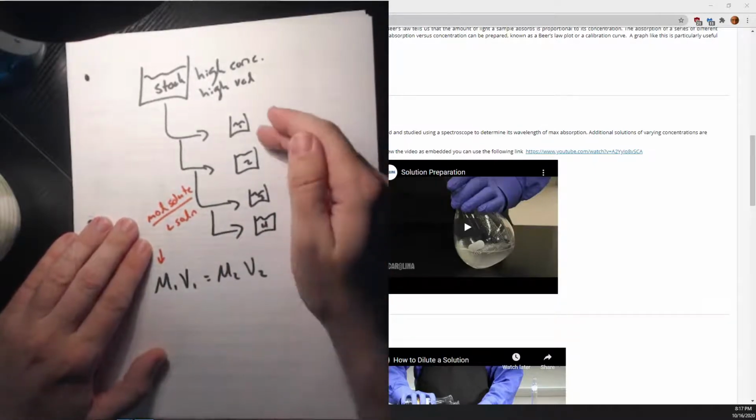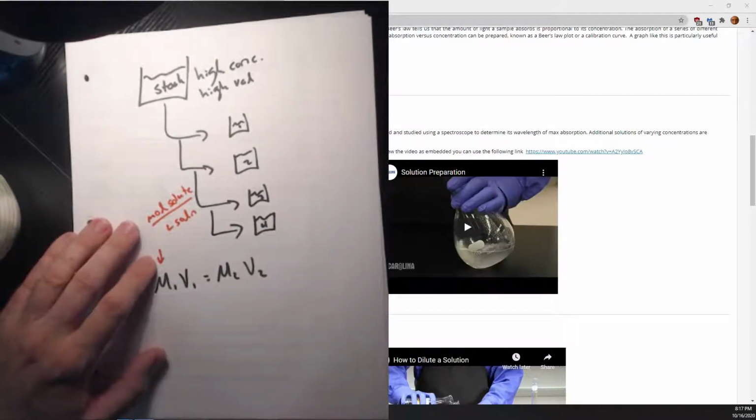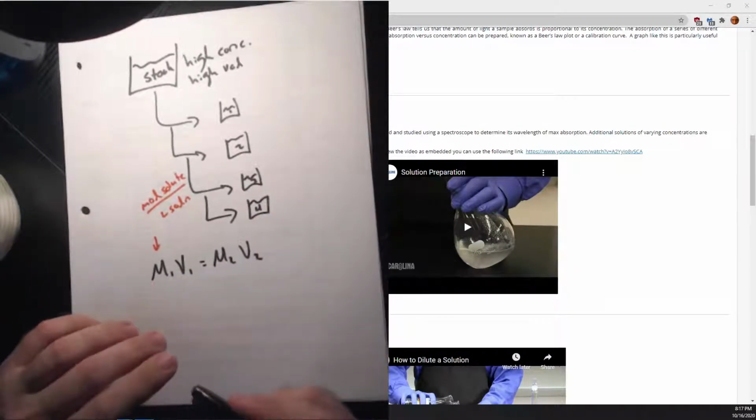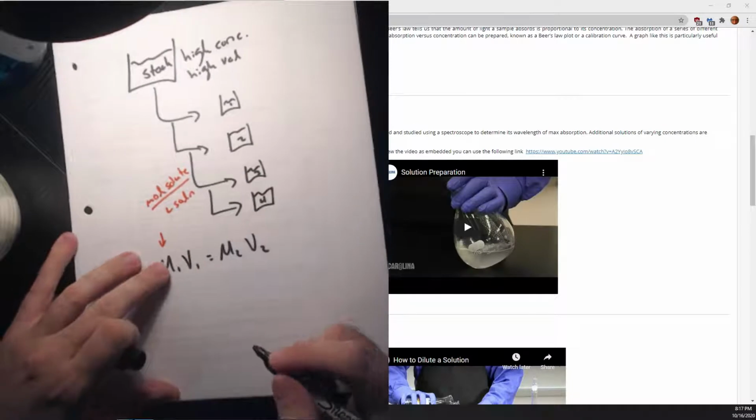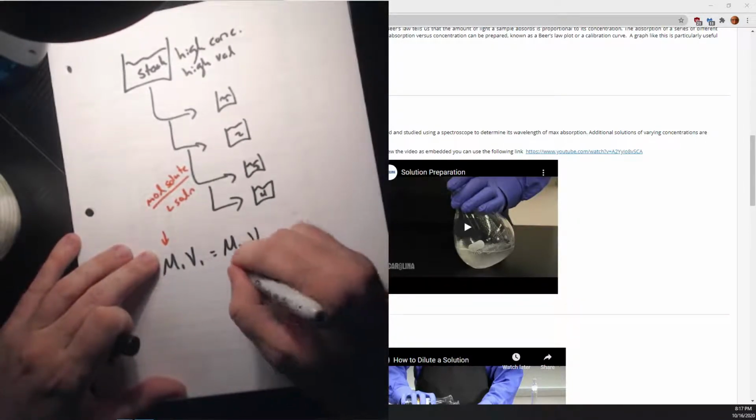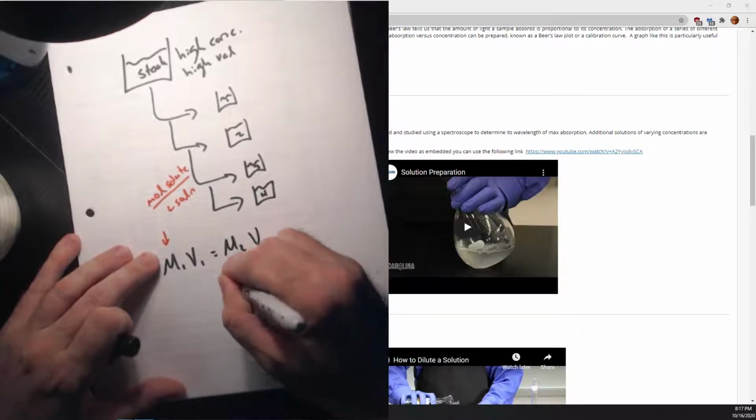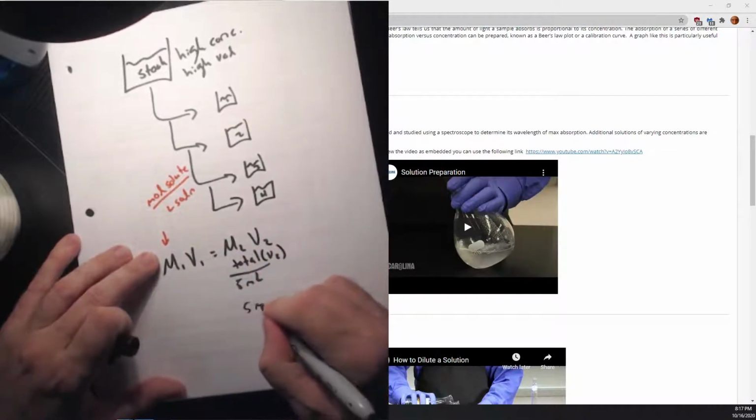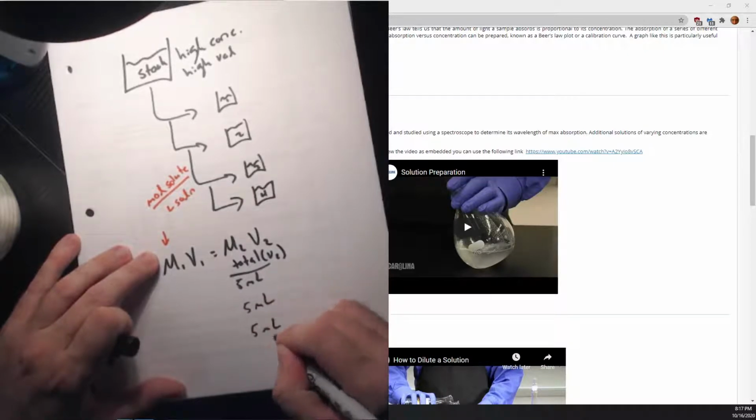So that's what you're going to be doing. I don't recall off the top of my head the exact numbers, but I think you will be finishing at a total of 5 mLs each time. So your total volume, or volume 2, will always be 5 mLs. So let's say you're doing 4 dilutions.